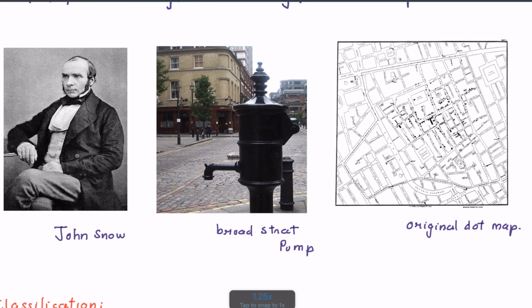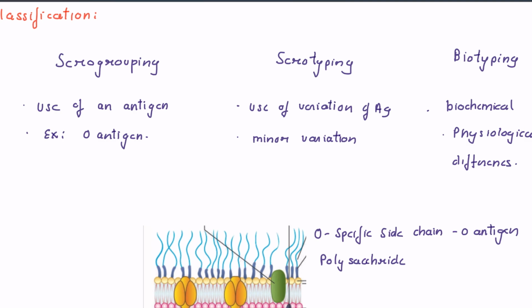Classification. So first, there are three types of classification: first is serogrouping, serotyping and biotyping.